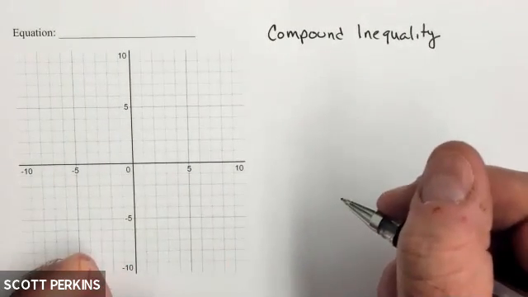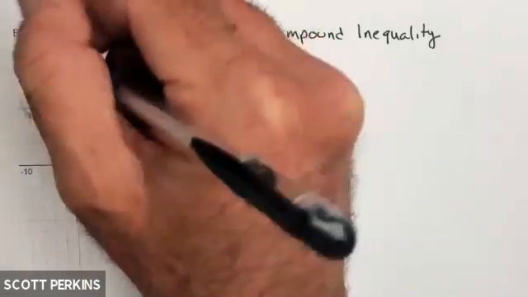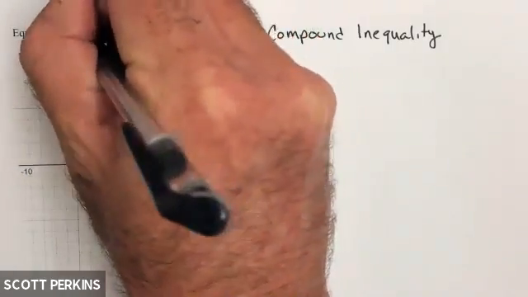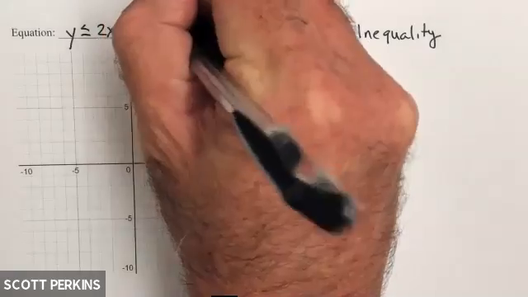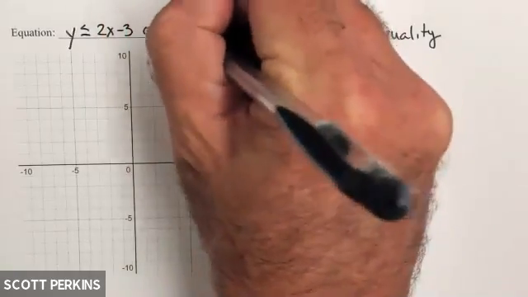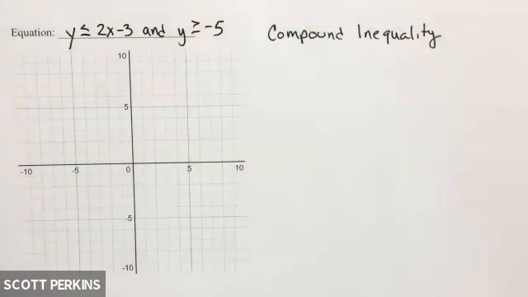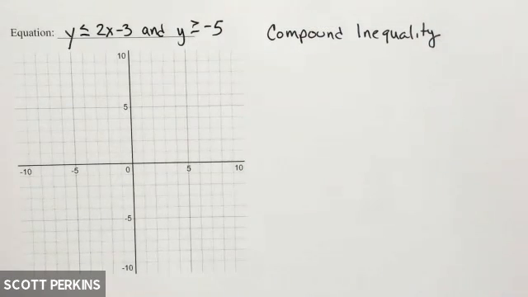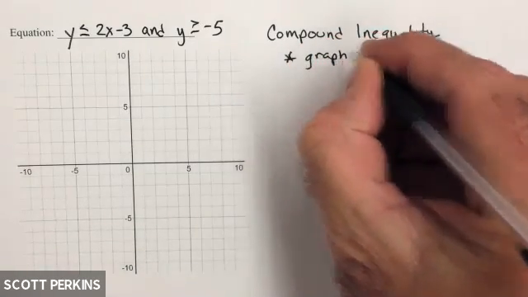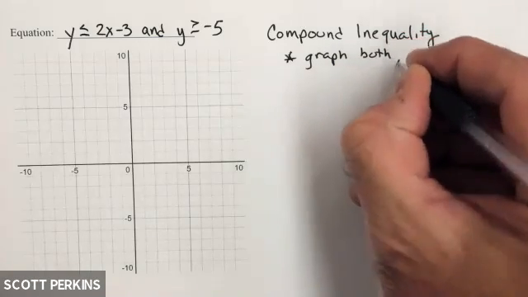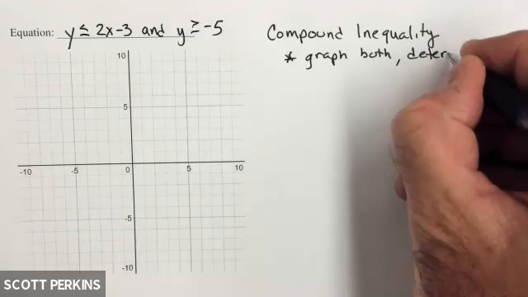A compound inequality is going to be given to you like this. I'm going to have y is less than or equal to 2x minus 3. Then you're going to have an and, then y is greater than or equal to -5. So we're given two inequalities. All it is, it's two problems for the price of one. What you're going to do is you're going to graph both, and then you're going to determine where they overlap.